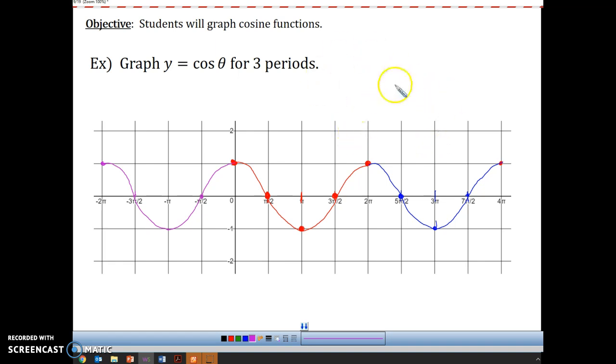Notice this looks a lot like sine theta. The only difference is that sine of theta would start at the origin. Sine of theta would look something like this. So they are extremely similar, except cosine of theta starts at the maximum, and sine of theta starts at the origin.